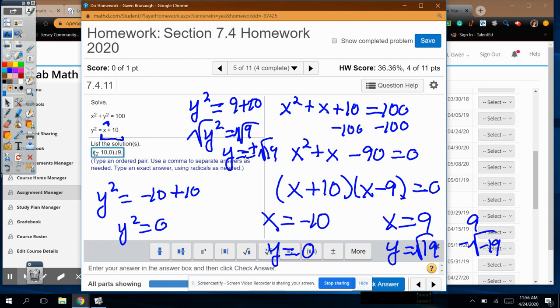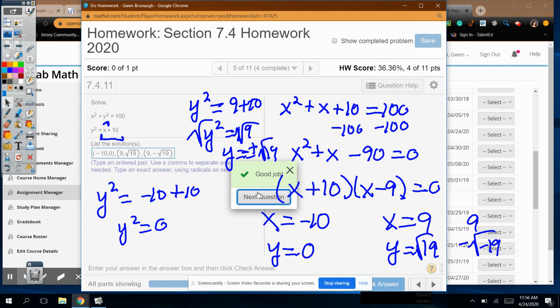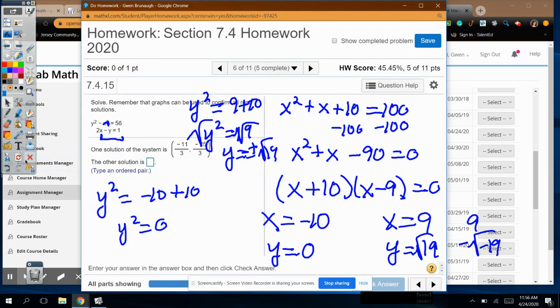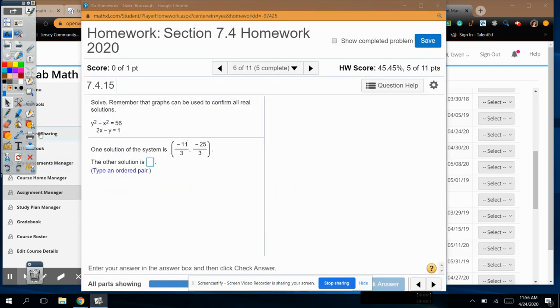9. What did I say? Square root of 19. Square root of 19. And 9. Negative square root of 19. Three answers on that one. Okay, how about this one?